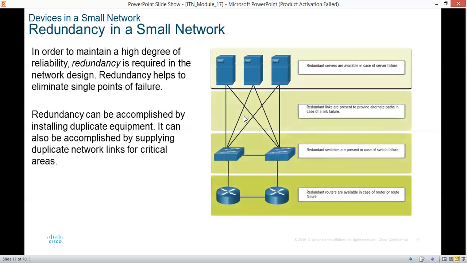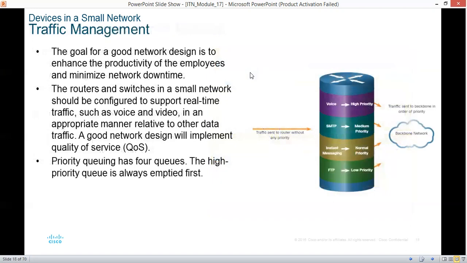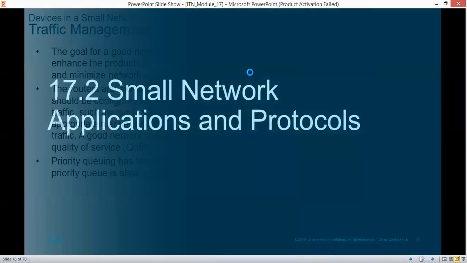So, redundancy in a small network. In order to maintain a high degree of reliability, redundancy is required, so that in the event of a failure of one server, the other can serve as the backup. And then traffic management. The goal of a good network design is to enhance the productivity of the employees and minimize network downtime, which is very key.